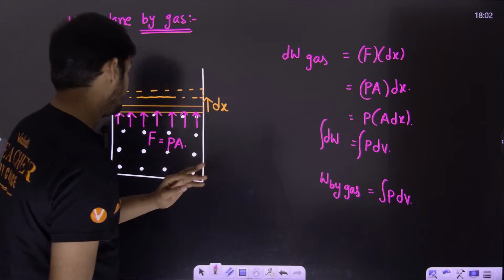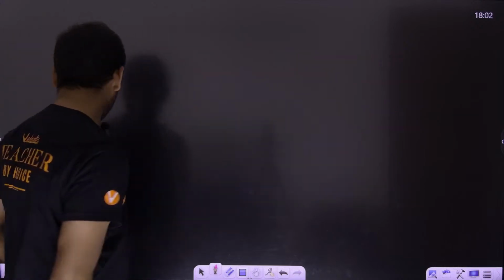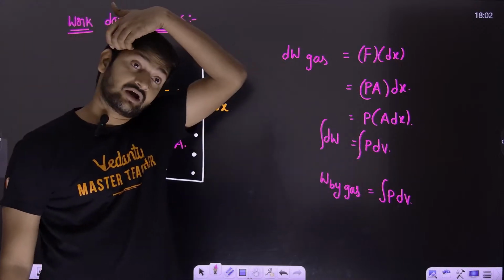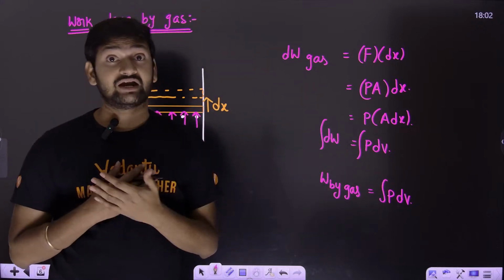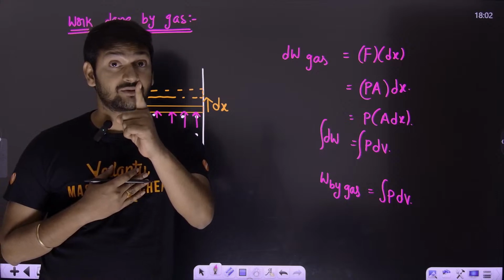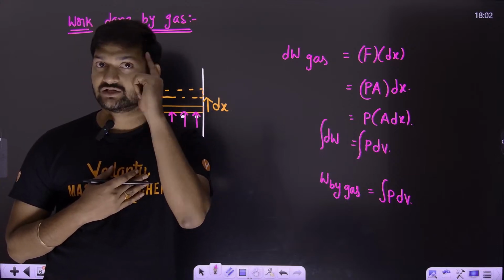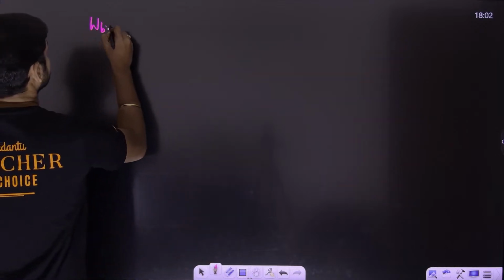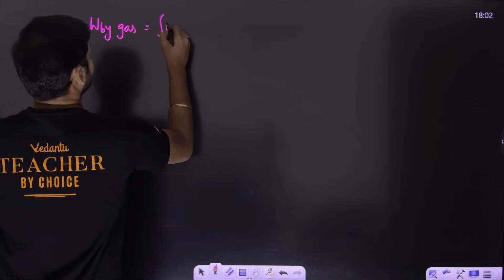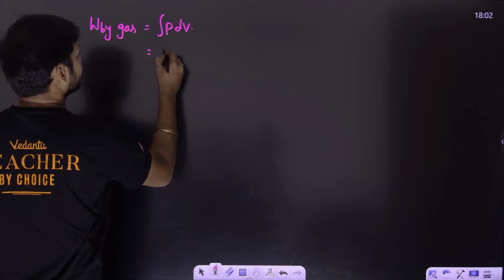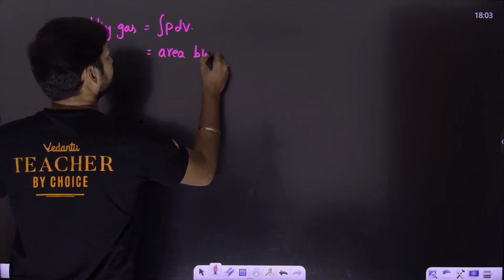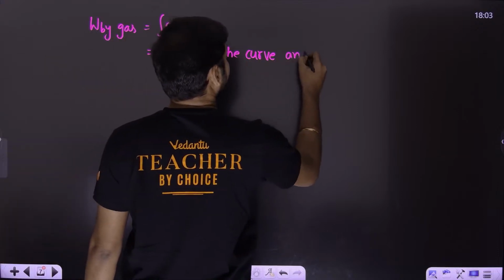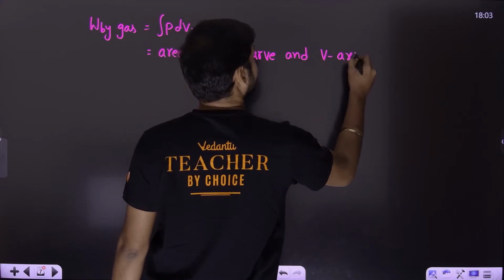Okay, fine. Now look, we have to do a lot of research on this part of it. On this part of it, work done by gas, integral PdV. Whenever you are going to come across integration, the very first thing that should come to your mind is going to be area. So when I say work done by the gas is integral PdV, look, this is nothing but the area between the curve and the V-axis. Never ever forget that.